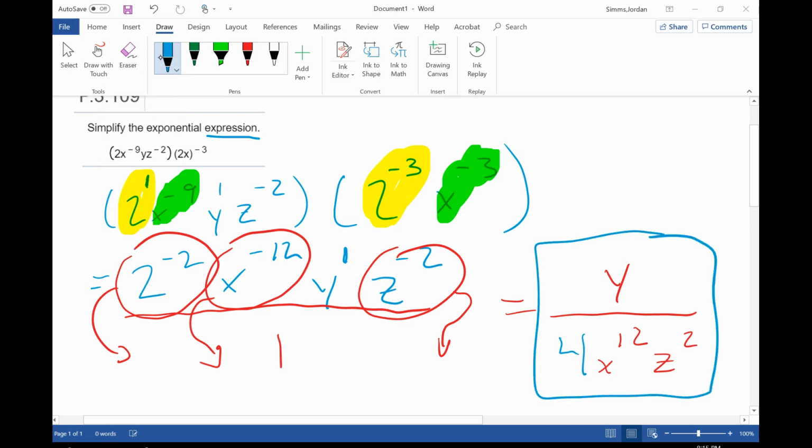That's it. See everything as one big fraction. Do all your exponent properties first, then flip any negatives that are still there. And even if you had a negative exponent down here and you flipped it up, it would become positive. So it's the act of flipping that changes the sign on the exponent.